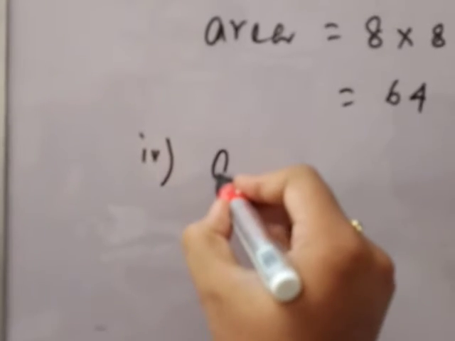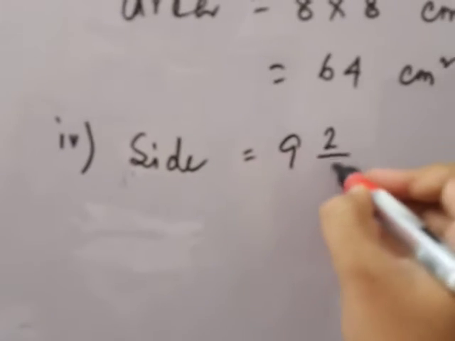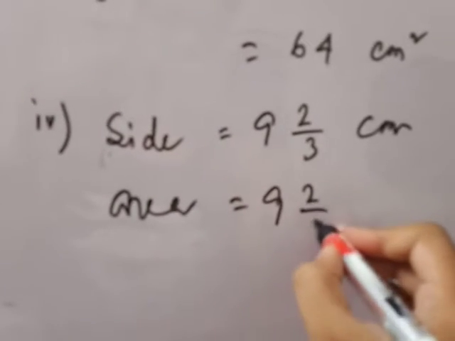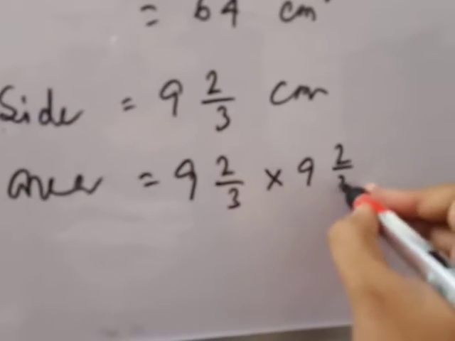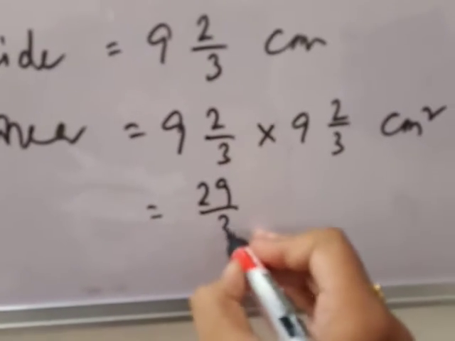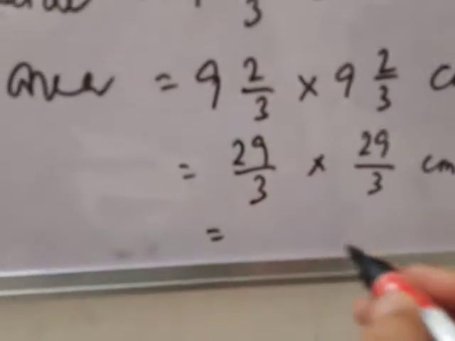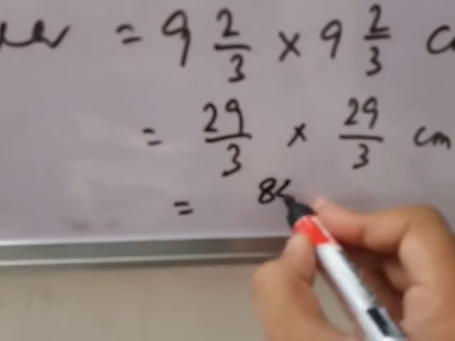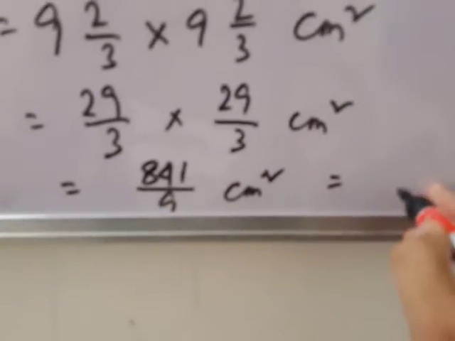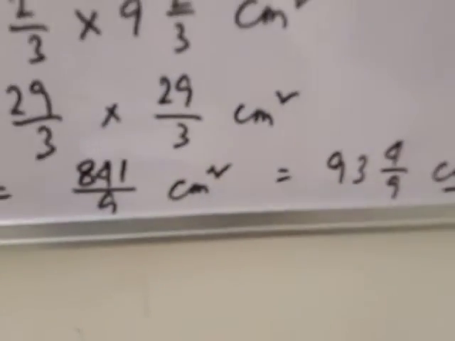Same for the next also. Side is given. The side equals 9 of 2 by 3 centimeter, and area equals 9 of 2 by 3 into 9 of 2 by 3 centimeter square, that is 29 by 3 into 29 by 3 centimeter square. If we multiply, we get 841 by 9 centimeter square. Now we can express it in the mixed fraction 93 of 4 by 9 centimeter square.